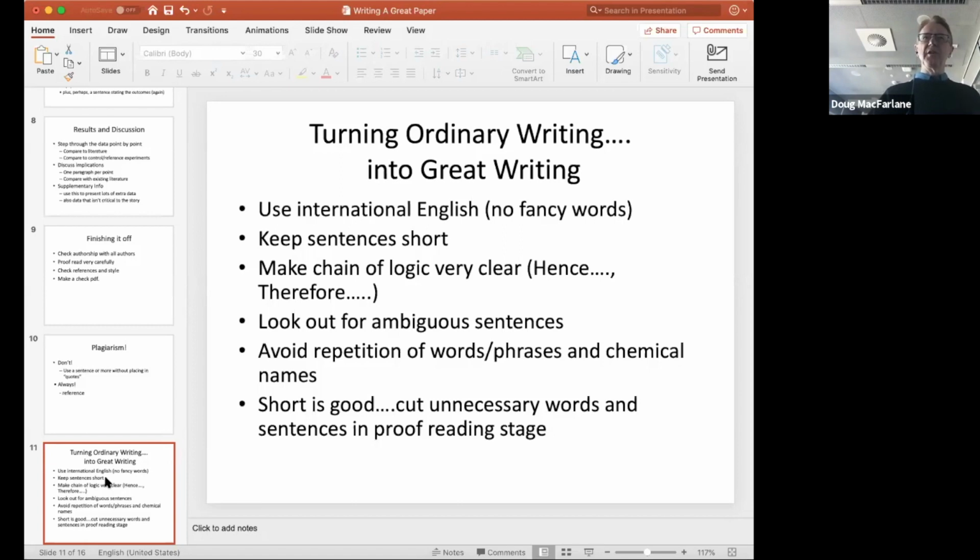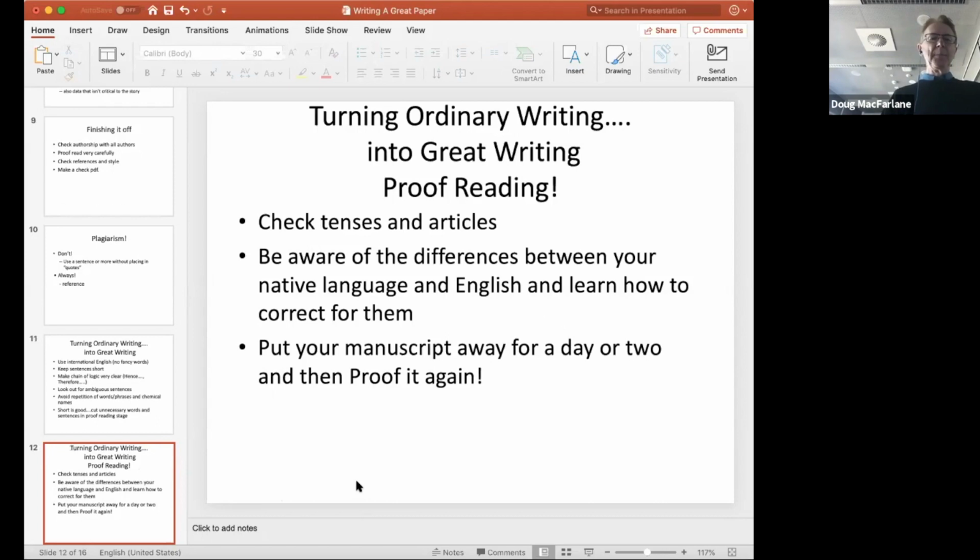Avoid repetition, obviously, and especially of chemical names. It's very hard to read big sentences full of long chemical names and then pick out the words that you actually want to read from within it. So either avoid repeating the name unnecessarily or use some sort of abbreviation that is easy to read over. And I reckon short is good. Cut unnecessary words and sentences in proofreading stages. I would say on average, when I'm looking at a raw draft from one of my younger coworkers, I can usually cut it by about a third. So that shows you how many unnecessary words and sentences are often around.